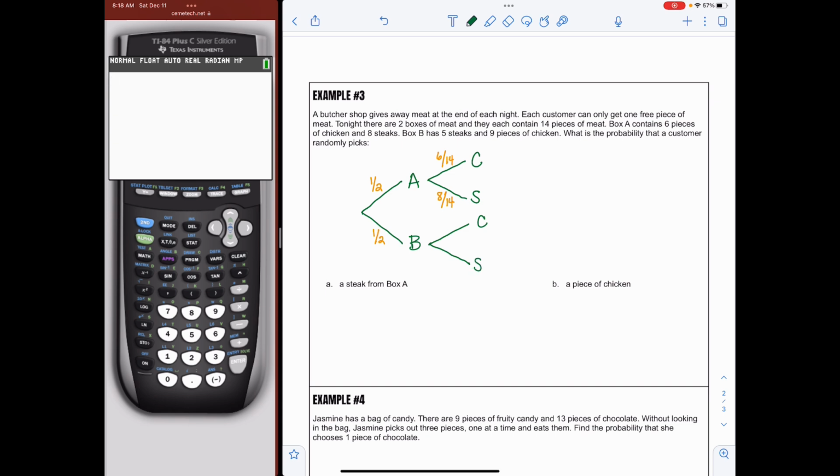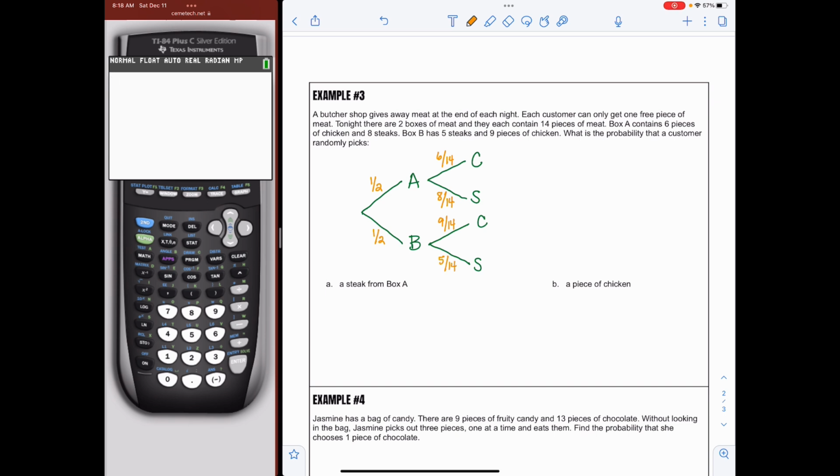All right. The probability of getting a piece of chicken from box B is going to be 9 pieces of chicken out of 14. And then getting a steak is going to be 5 out of 14.